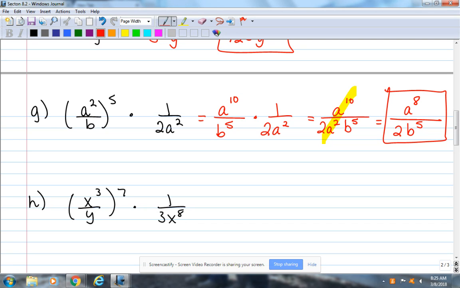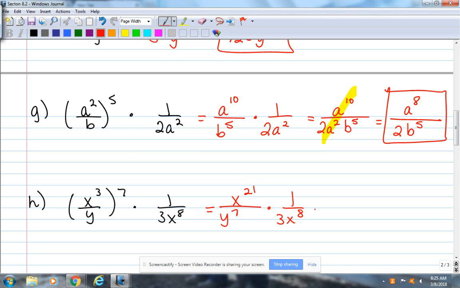The next one's very similar. What do you think we're going to do first? Yeah, fix the parentheses, do your powers. So on that numerator, you're going to have x to what power? 21st over y to the 7th. I don't know why I made that fraction so big. And then multiply. How do we multiply fractions? Straight across.